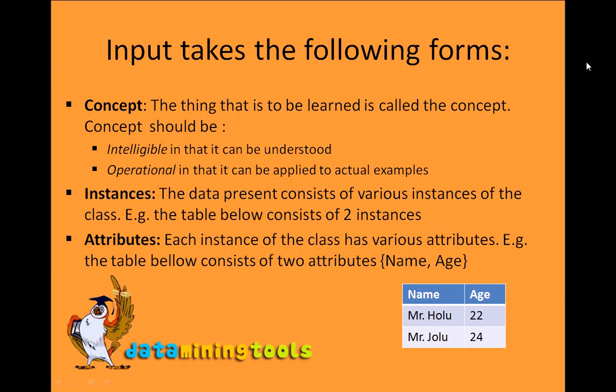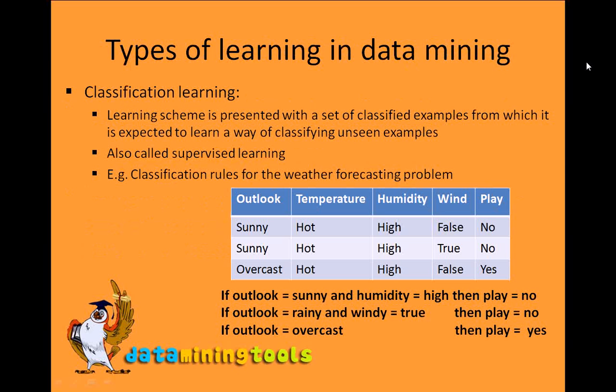Moving ahead to actual data representation, kindly check the table below. In this table we have two attributes, that is name and age, which are plotted against two instances, or the horizontal rows. This is how we generally represent our input.